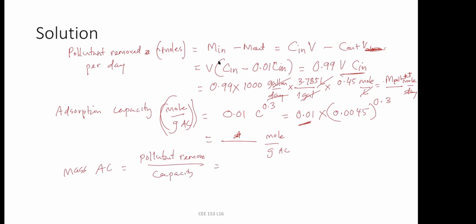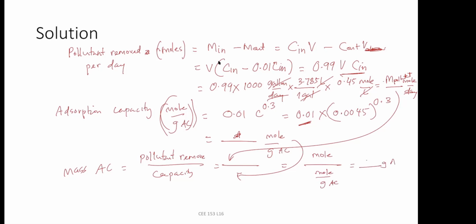So you take this one and then divide by this one. So this is again moles divided by moles per gram of activated carbon. So your answer will be grams of activated carbon. So you can convert that to kilograms or whatever the unit. Okay.